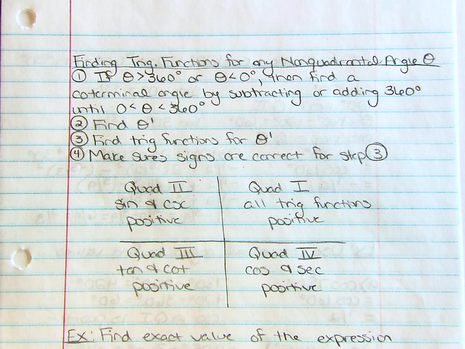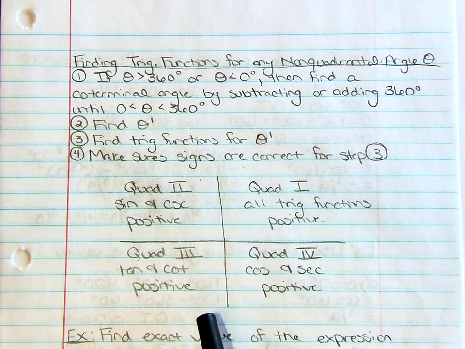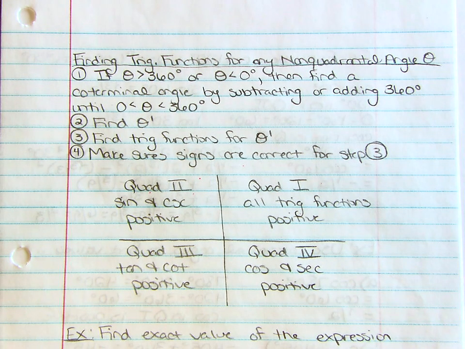When you're down in quadrant 3, tangent and cotangent are your positives. And that's because your x and your y's are negative here. So the only time you're going to get out a positive value is when you're dealing with both the x and the y at the same time, and that only happens with tangent and cotangent.